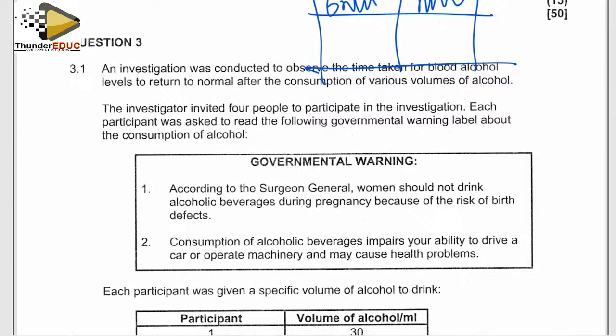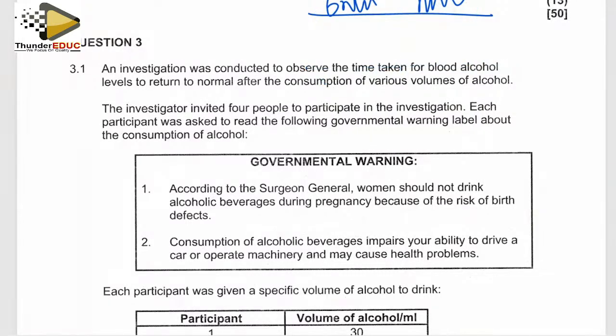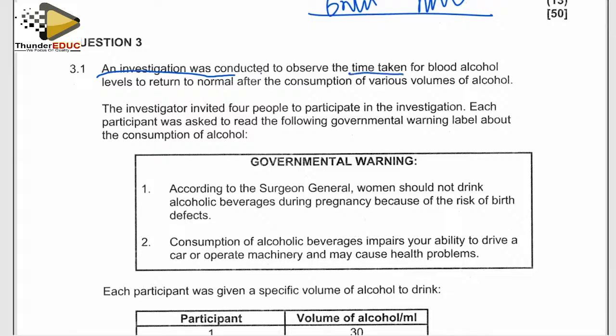They're saying an investigation was conducted to observe the time taken for the blood alcohol level to return to normal after consumption of various volumes. So the time taken will depend on how much alcohol you have consumed, meaning that the time is dependent on the volume you have consumed.